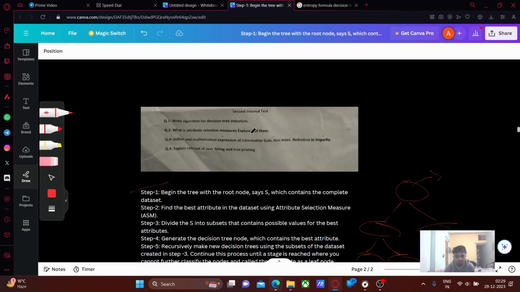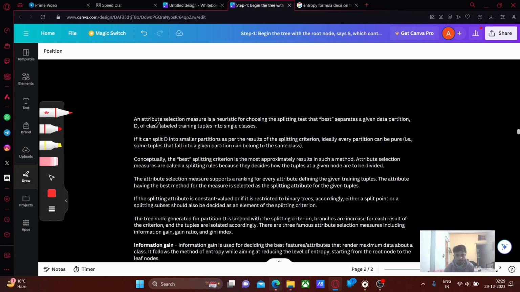Now, what is attribute selection measure? Explain three of them. An attribute selection measure is a heuristic for choosing the splitting test that best separates a given data partition D of class-labeled training tuples into single classes. If it can split D into smaller partitions as per the result of the splitting criterion, ideally every partition can be pure, that is, all tuples that fall into the given partition belong to the same class.